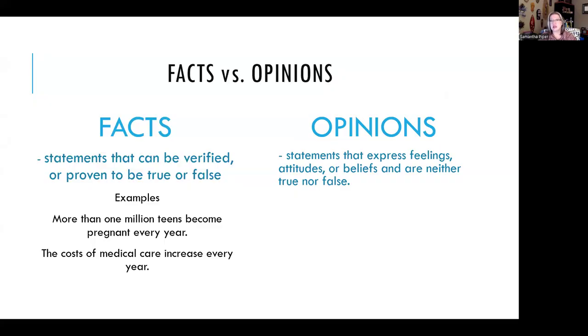So let's look at some examples. Now, here's one. It says, government interference in our private lives should be halted immediately. Before I go further, can you see the grammar issue in this sentence?